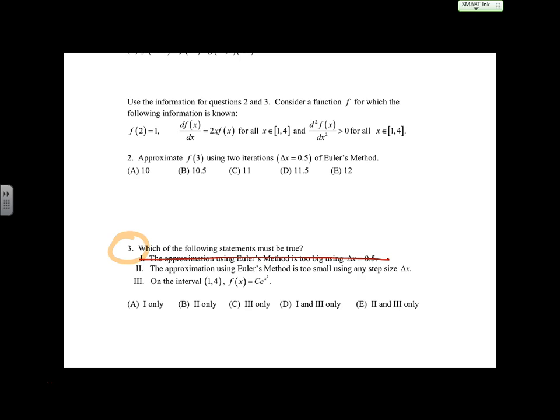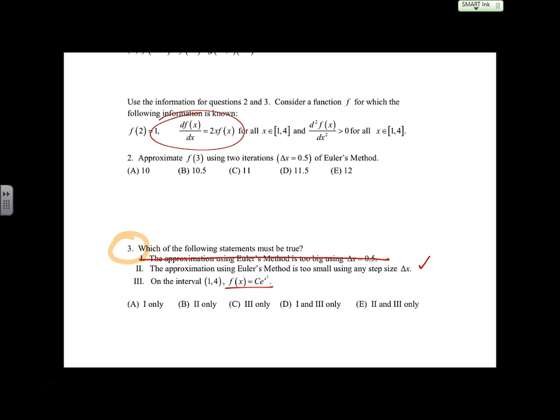Delta x is too small, meaning under approximation. Okay, sorry, I was still on 2. And then 3 on the interval 1 to 4 for the specific function, f of x is equal to c e to the x squared. No, this is not dealing with exponential growth and decay. This is dealing with a derivative of this form. The derivative of a function is itself times 2x. That's only possible if I have e to the u and u prime is 2x, which does work for this function. Does that make sense?